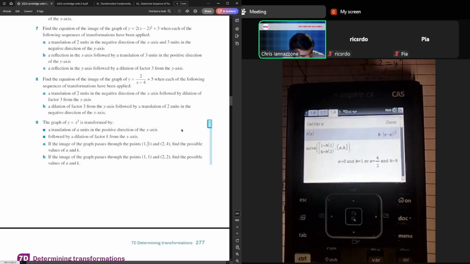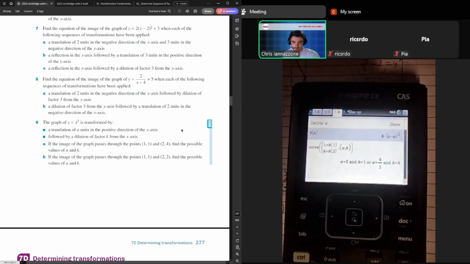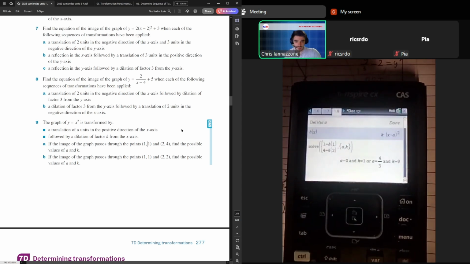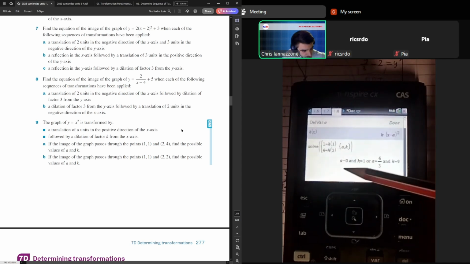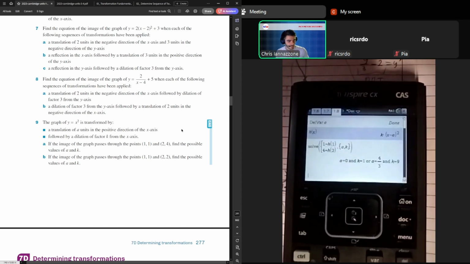Just hit enter, and you're going to get two possible pairs. Makes sense to me because if you imagine trying to unwrap this, it's a quadratic. So it's likely going to have two solutions. So you have two possibilities for A, and then each of those possibilities of A has a unique possibility for K. There were no restrictions on A or K, as far as if they're positive or negative. So both of these will be considered valid. When you give your answer, you say A equals 0, comma, K equals 1, or A equals 4/3, comma, K equals 9. Both of those are valid.